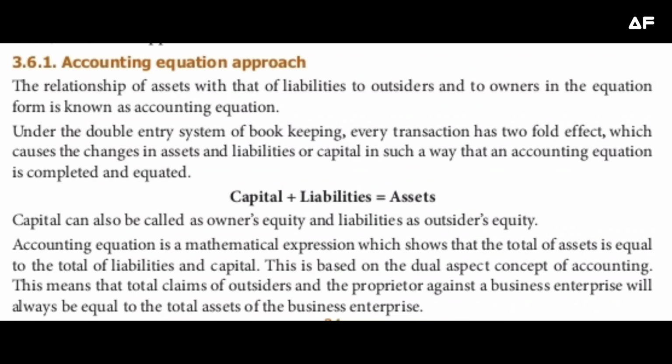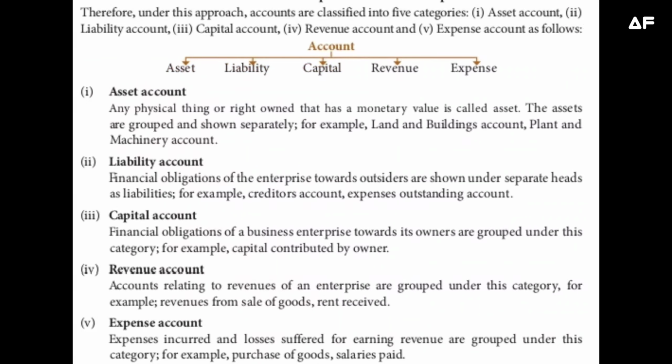The equation is a mathematical expression which shows the total assets equal to the total liabilities and the capital. It can be written as capital plus liability is equal to asset, or the other way around, that is, asset is equal to capital plus liabilities. Based on this mathematical expression, we are going to sort out the capital, liability and the asset of the business firm. When we go into detail, the accounts are divided into asset, liability, capital, revenue and expense.